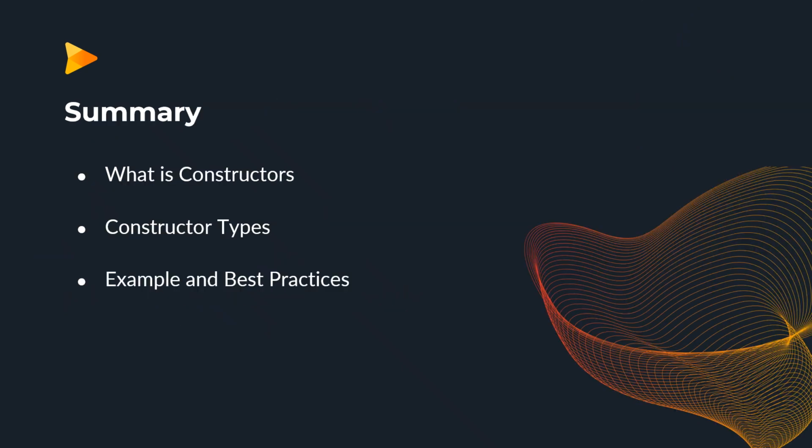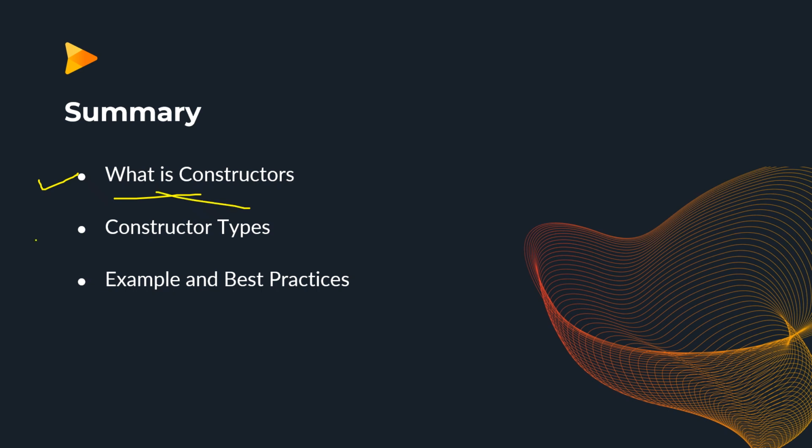Now here we have ended our session, and we are going to recap what we have seen. This is our summary. First of all, we have seen what a constructor is. It is a special method whose name is the same as our class name, and it is used to instantiate objects or initialize the variable values. Okay, so this is known as a constructor.